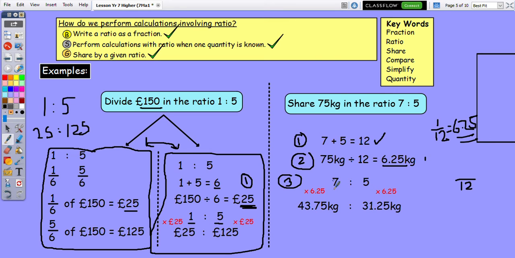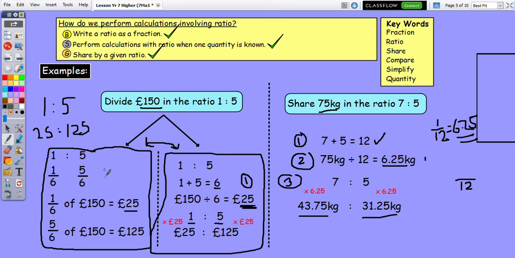So 7 multiplied by 6.25 gives me that. 5 multiplied by 6.25 gives me that. And that looks right because this share here is greater than this share. And if I add them together, 43.75 add 31.25, it will give me 75. So it's not intrinsically difficult, we're just going to be a bit careful.